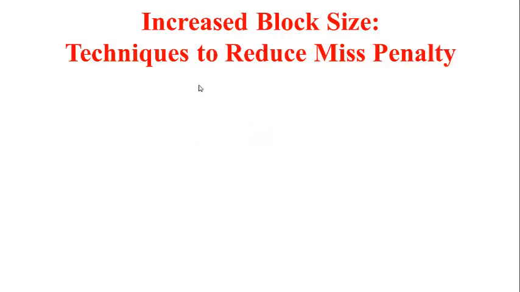While the optimal block size in the previous graph may be optimal from the perspective of miss rate, it may not be optimal from the perspective of miss penalty. What is the optimal block size to reduce the miss penalty? Well, to minimize the miss penalty, we must have block sizes of 1, which is clearly impractical because that would result in no use of spatial locality at all. So we want to look at techniques to reduce the miss penalty even with an increased block size, a block size of greater than 1 word.